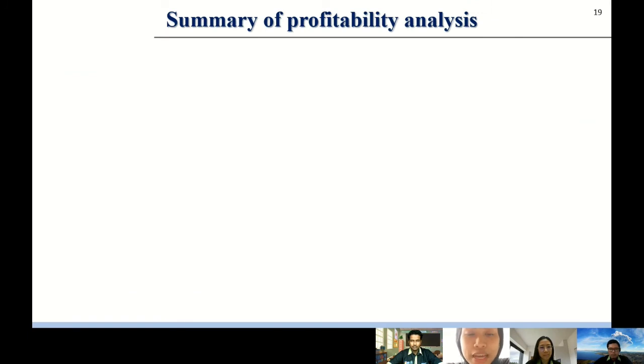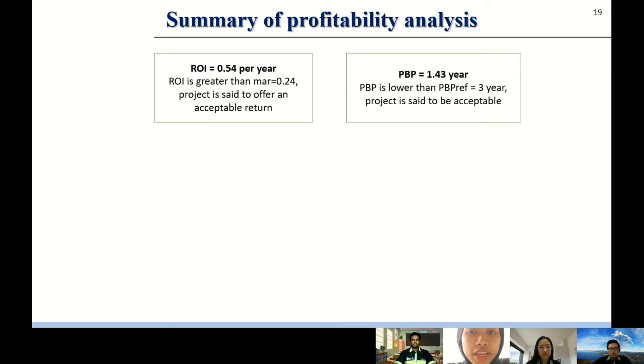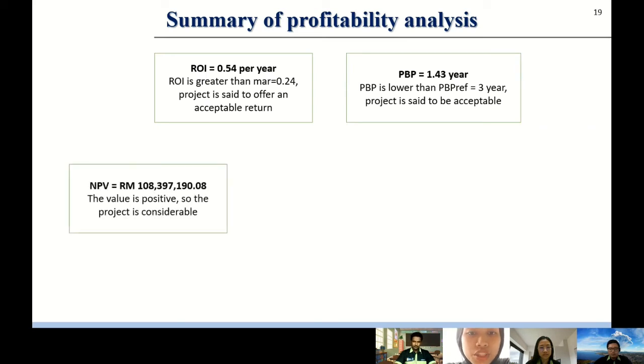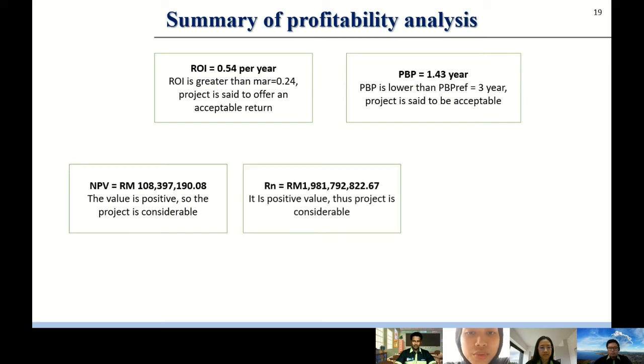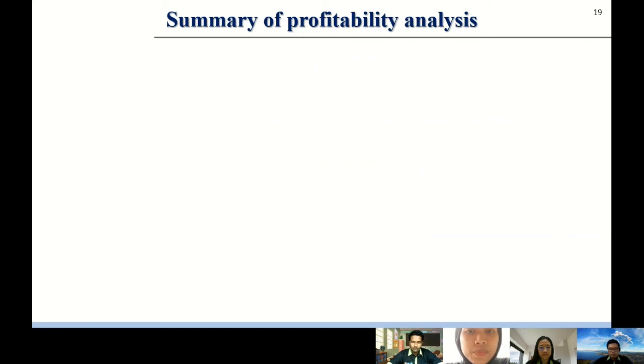So next is the summary of profitability analysis. The return on investment that we get is 0.54 per year, and the payback period that we get is 1.43 years. Next is the net present value, which is 108 million. Next is the NPV value, which is almost 2 billion. And lastly is the discounted cash flow rate, which is 0.5819, and our project is acceptable and considerable.